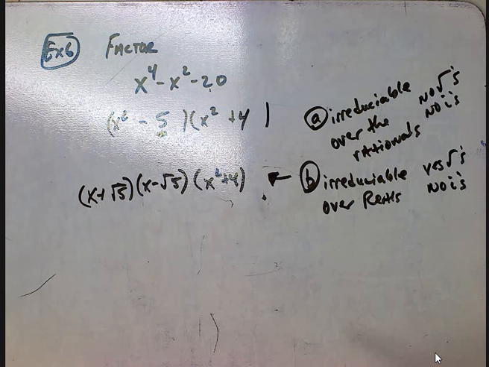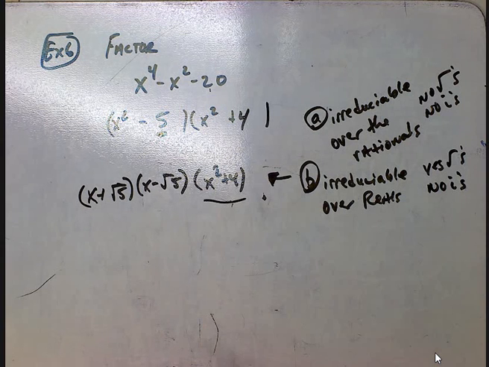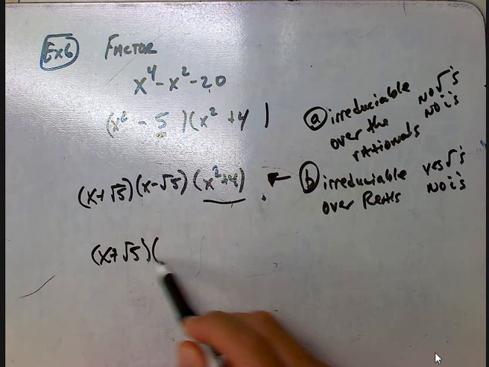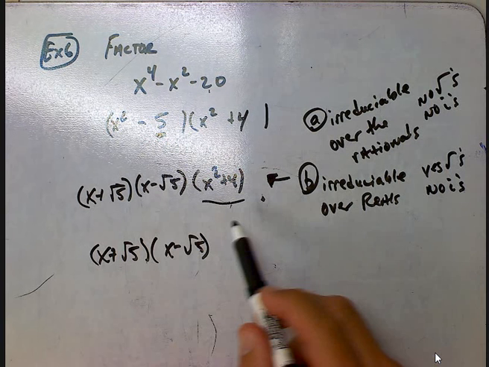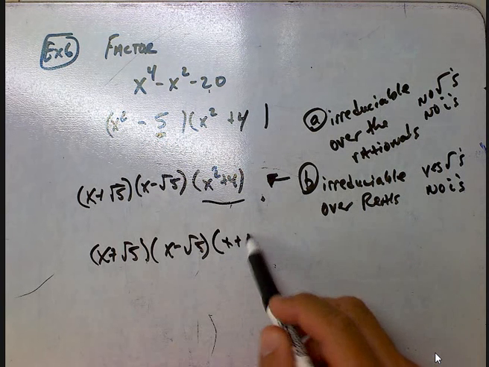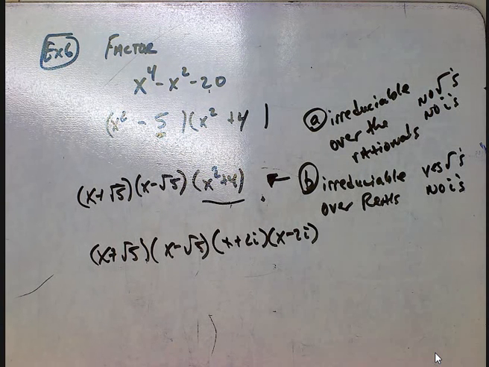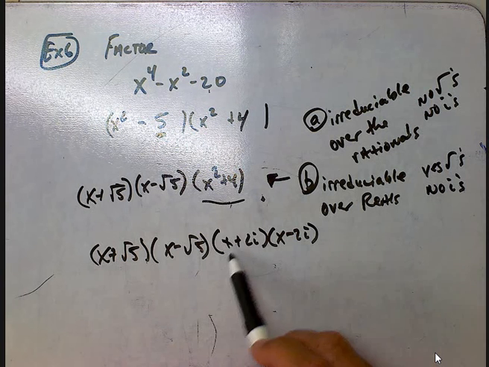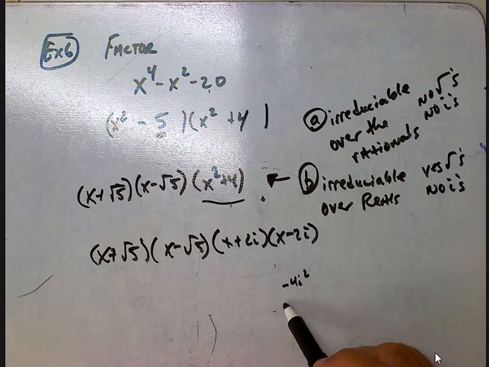Well, now I can try to factor this x squared plus 4. And how would I factor x squared plus 4? Well, I'm going to recopy the x plus square root of 5, x minus square root of 5. If I change it to this, x plus 2i, x minus 2i. And the reason why this works is if I take 2i times x, negative 2i times x, those cancel out. But 2i times negative 2i is negative 4i squared, which is negative 4 times negative 1, which is positive 4, which would give us x squared plus 4.